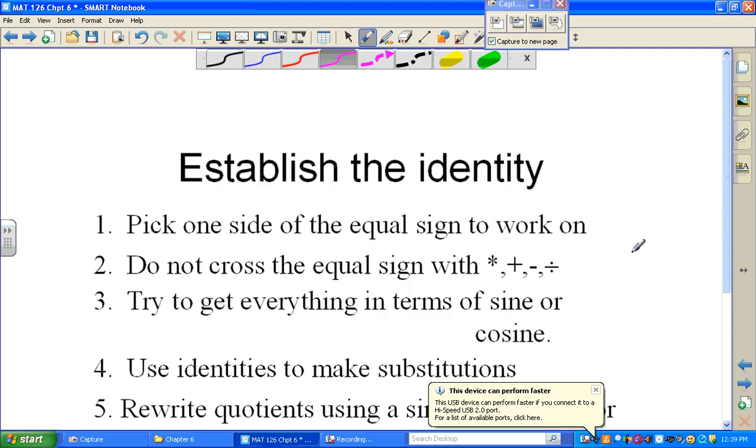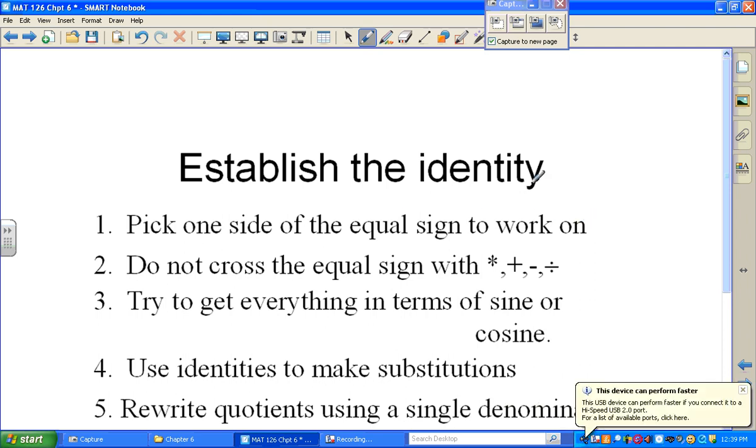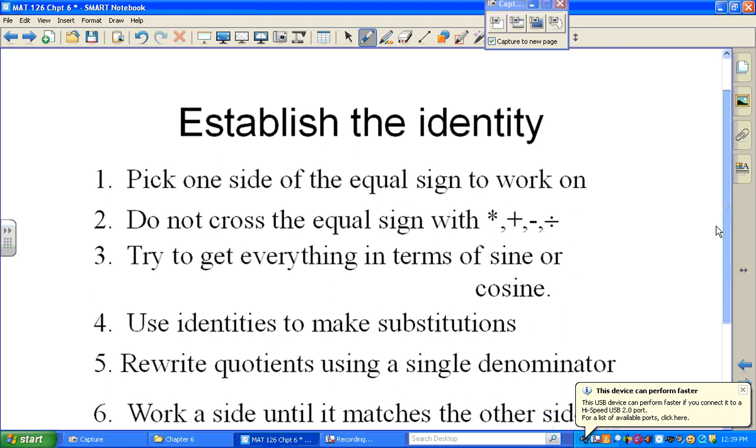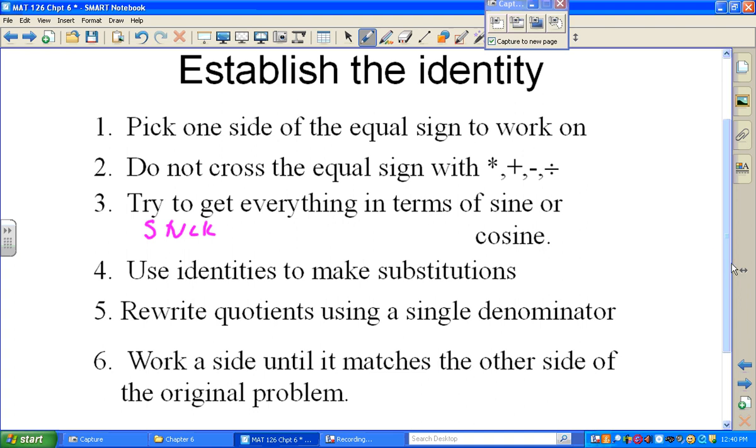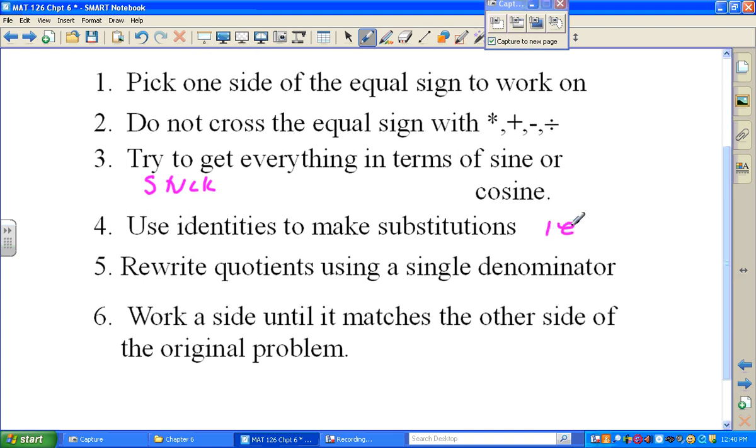Here are the ground rules, which I've already explained. No, you don't have to write this down. This is for those people that aren't here, but possibly out in the hall taking a test at this time. You can only pick one side of the equation to work on. You can't cross it by multiplying, dividing, subtracting, or adding. If you're stuck, try to get in terms of sine and cosine. Use identities to make substitutions, i.e. the note card.